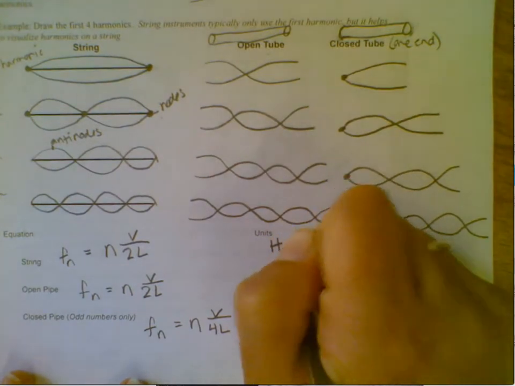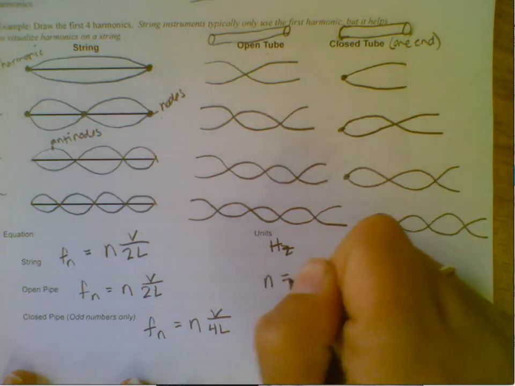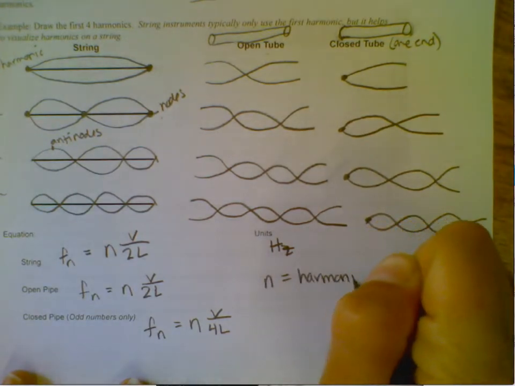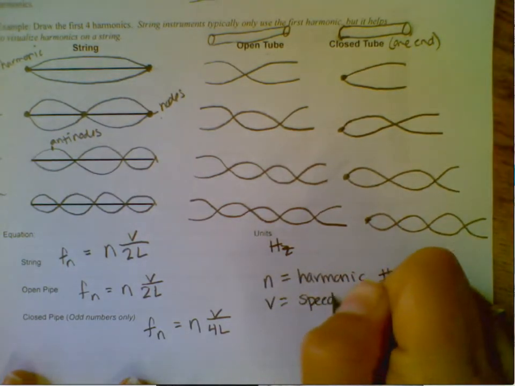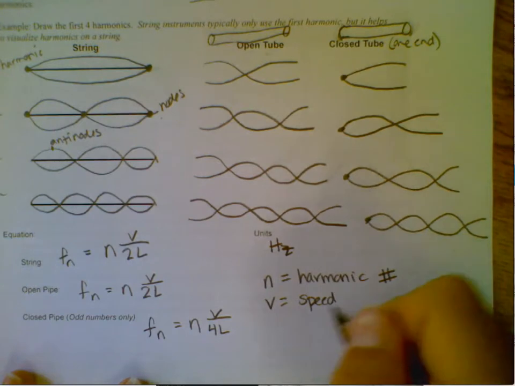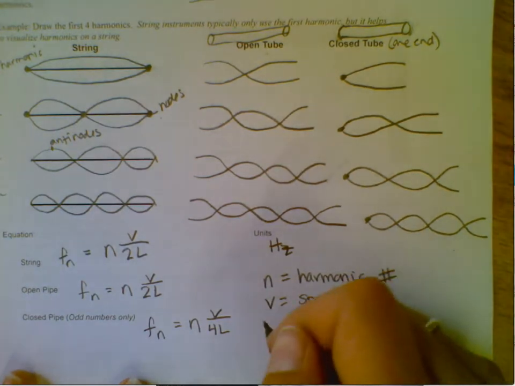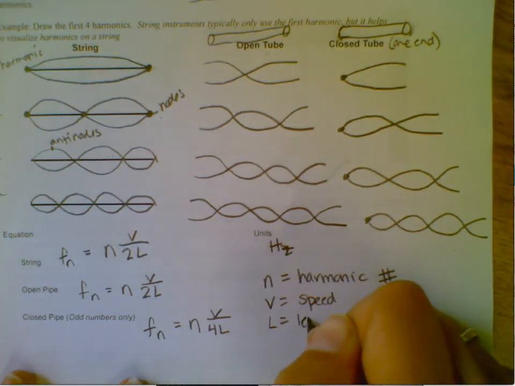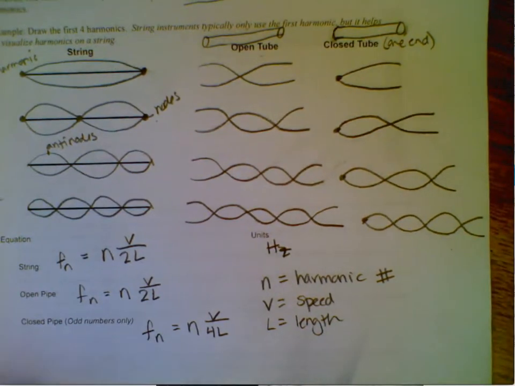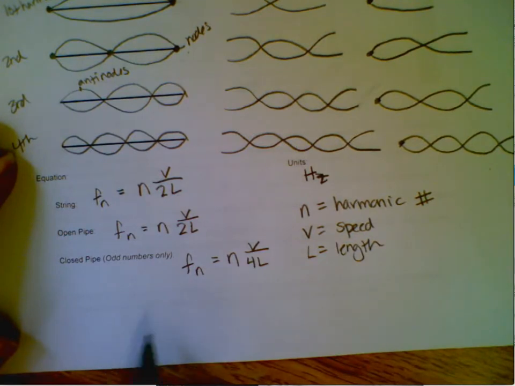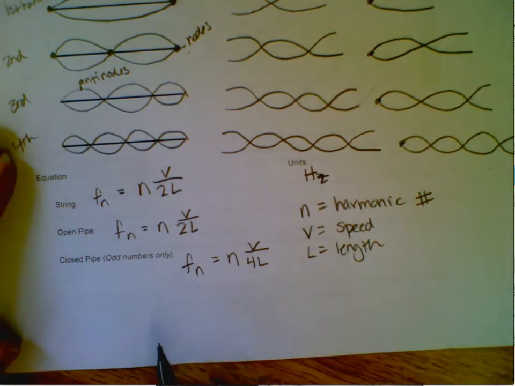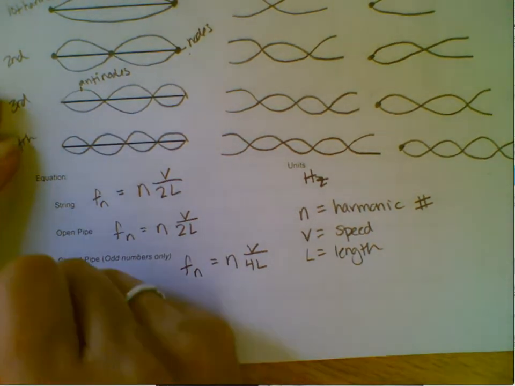So I want a couple notes here. The units would be hertz because that's the frequency. N is the harmonic number. V is the speed of the wave. And then L is the length. I'm actually going to add an example problem down here. We're going to write out the example, and that way you can see it, because this note set didn't have one, and I want us to do an example.